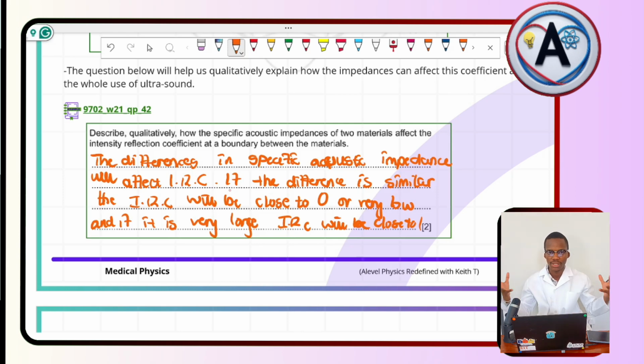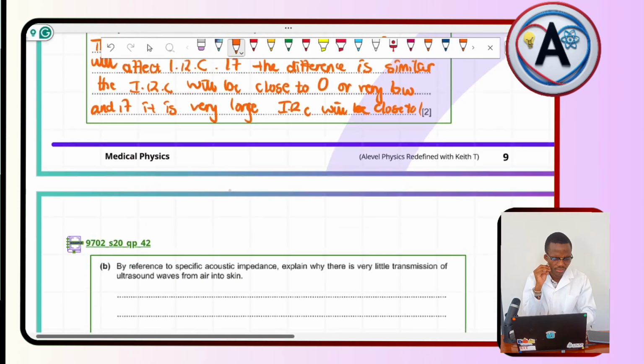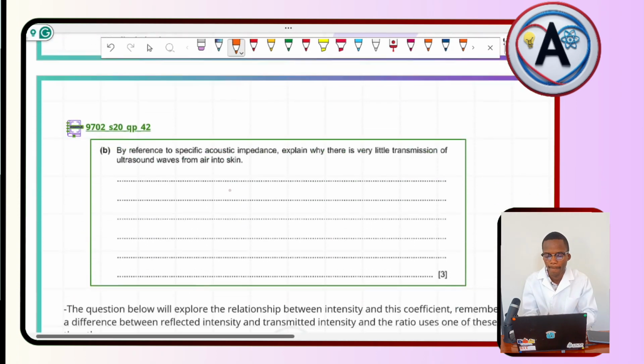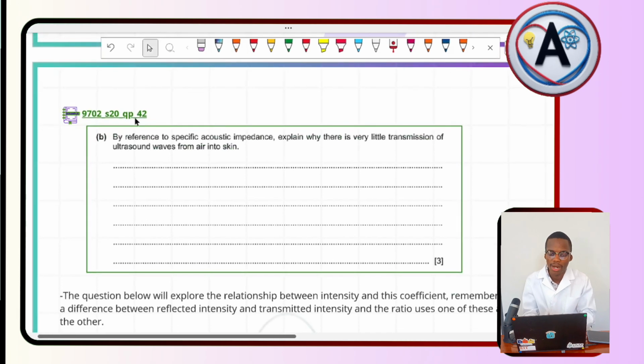So if the IRC is close to 0, that implies the difference is very, very small. Then if the IRC is very, very large, or it's nearly close to 1, that implies that the difference between the acoustic impedances is also very, very large, sorry.